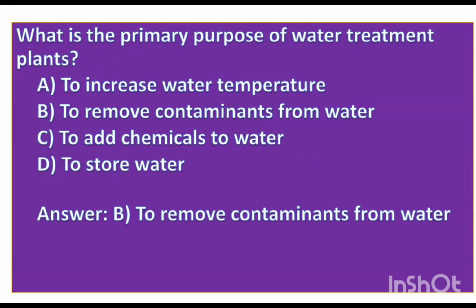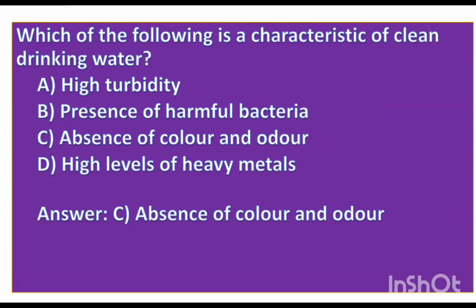What is the primary purpose of water treatment plants? Options: to increase water temperature, to remove contaminants from water, to add chemicals to water, to store water. Answer: to remove contaminants from water. Which of the following is a characteristic of clean drinking water? Options: high turbidity, presence of harmful bacteria, absence of color and odor, high level of heavy metals. Answer: absence of color and odor.